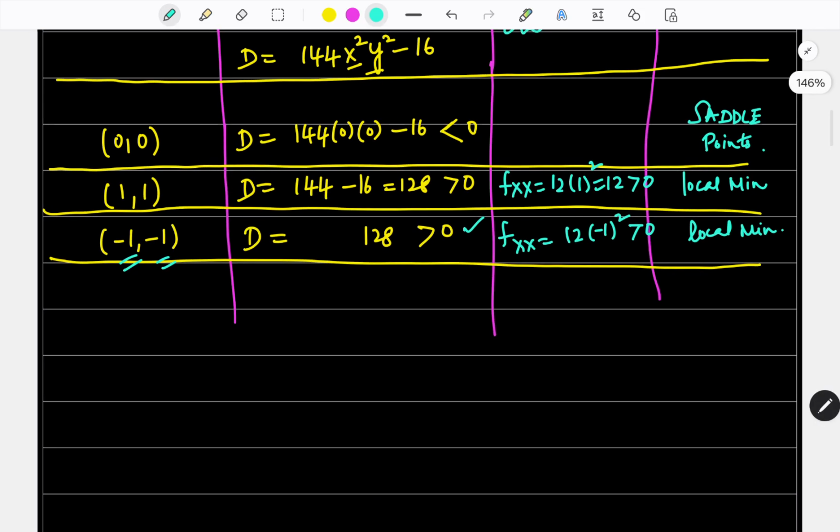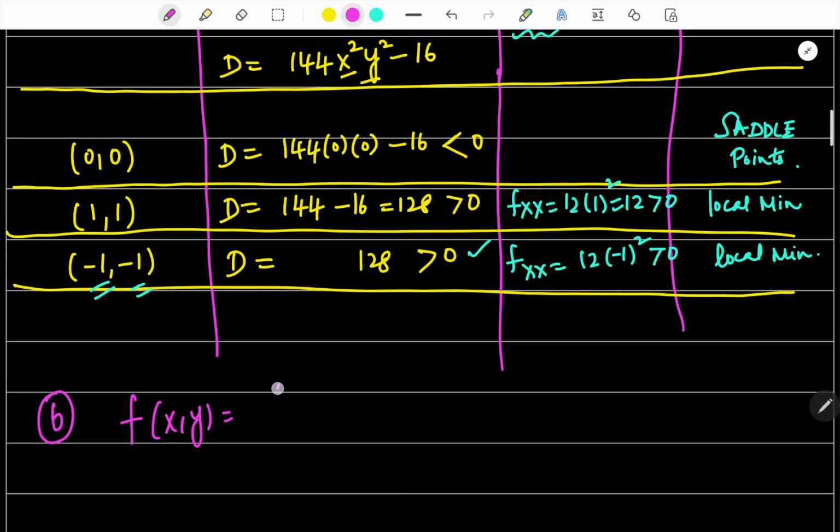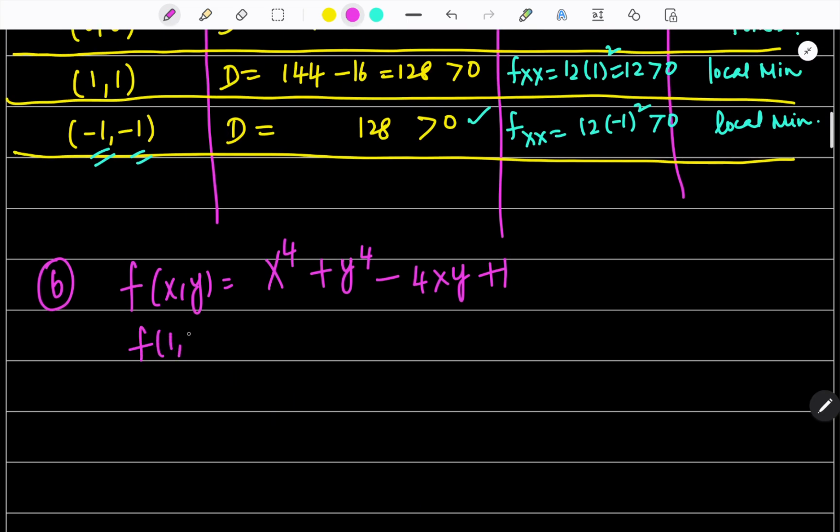Now we are going for step number 6. What is step number 6? We are going to put the points in the function. What is the function? f of x comma y is equal to, what is the equation of the question? The question is x power 4 plus y power 4 minus 4xy plus 1. So we are going to put the point f of 1 comma 1.